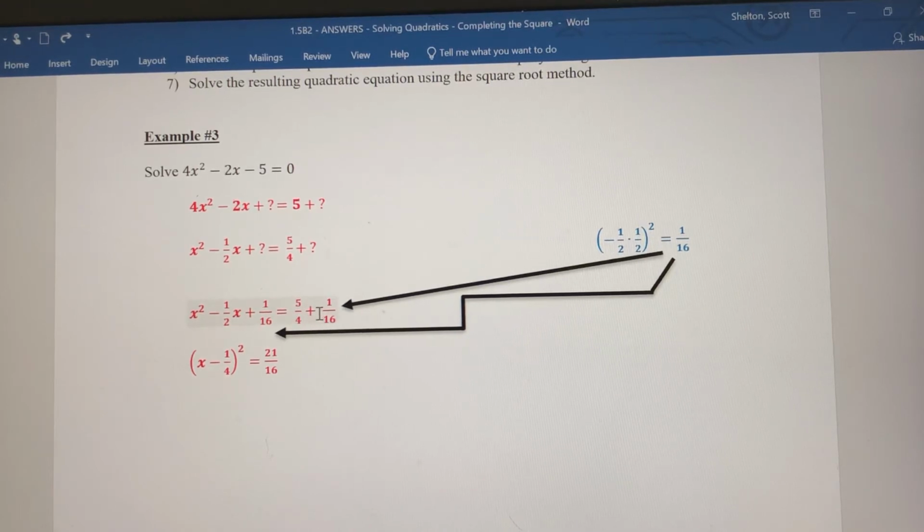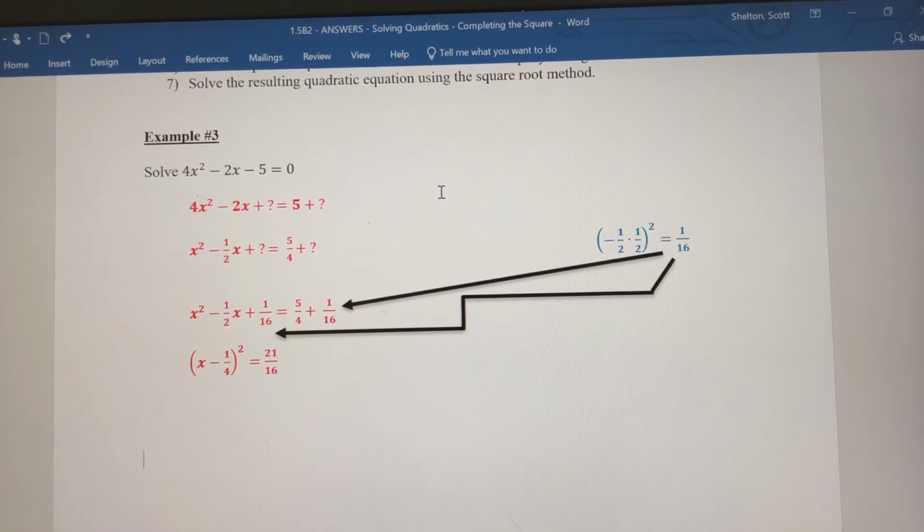Here, I have to get a common denominator, 5/4. I'm going to make that into 20/16. Okay, multiply both top and bottom by 4. I get 20/16, and then I add 1/16 to that, and it gives me 21/16. Okay? The final step, step 7, we're going to solve the resulting quadratic equation.